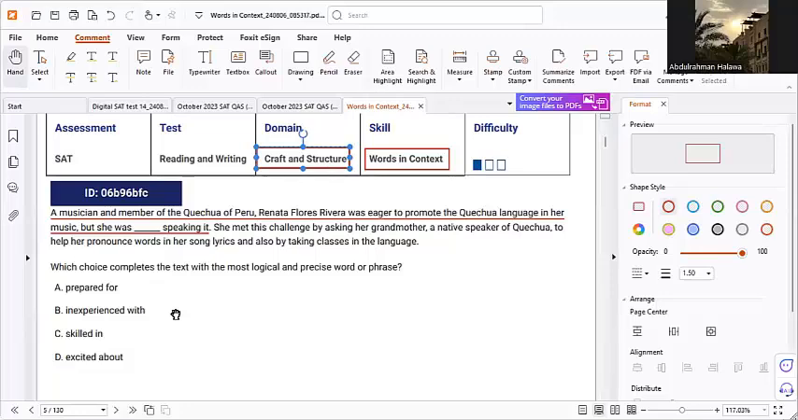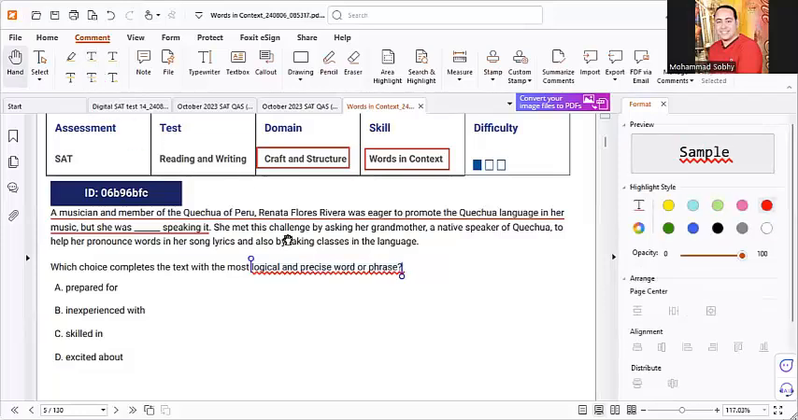and by taking classes in the language. Okay, just complete the text with the most logical and precise word or phrase. Which one do you think? Is it prepared for, inexperienced with, skilled in, or excited about? Inexperienced with. Good job. You got it from the first trial.